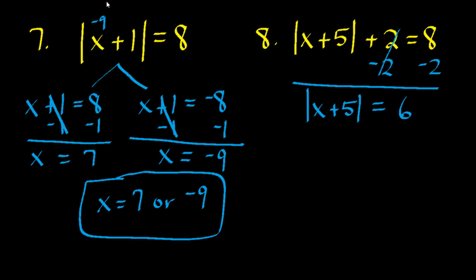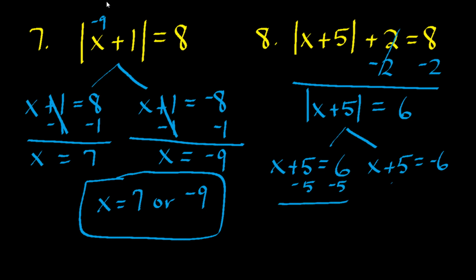Again, we will use the same reasoning that we did on number 7. The absolute value of this number here equals 6. So this could either have been x plus 5 equaling 6 or x plus 5 equaling negative 6. We will subtract 5 from both sides of these equations to come up with our 2 solutions. x equals 1, 6 minus 5, and x equals negative 6 minus 5, which is negative 11. Both of these values should check.